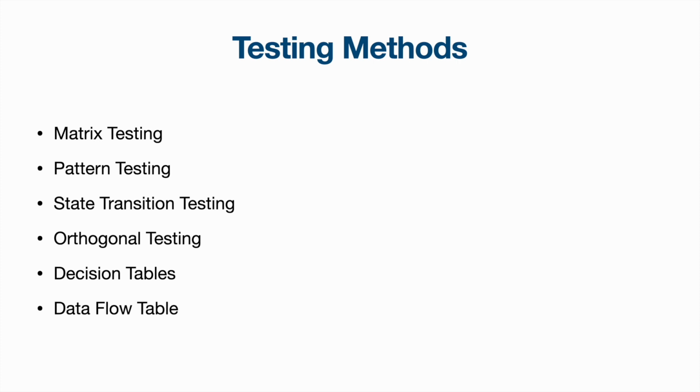Then we have state transition, where we understand how the system behaves in different state transitions, how one utility or one module behaves when it interacts with another module. Another one is orthogonal testing. What happens in orthogonal array testing is that here we work on different kinds of permutation combinations, and based on that we try to test our system.